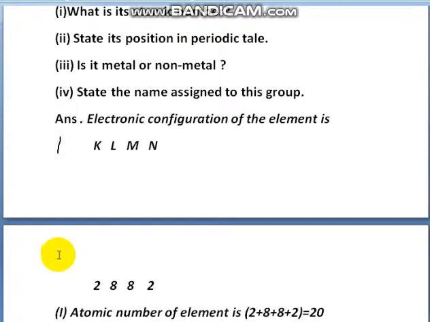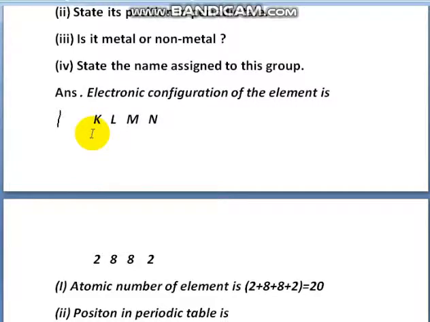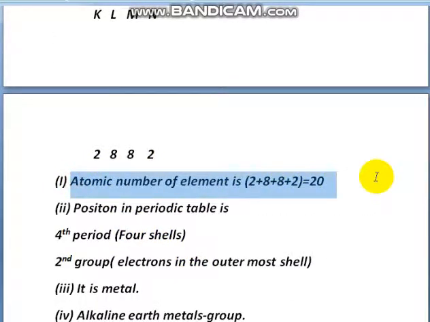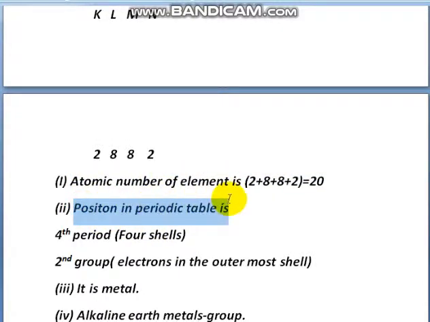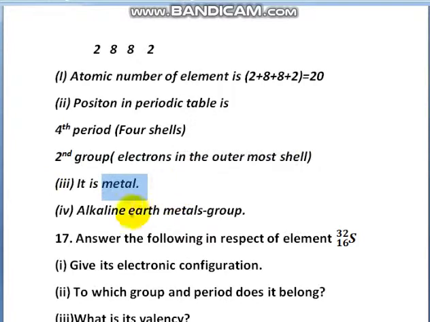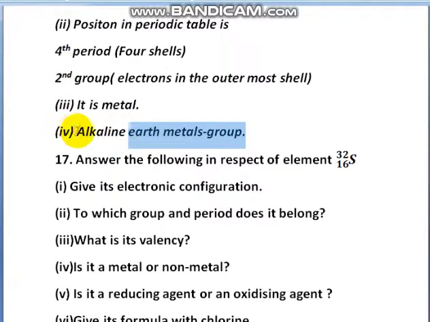So first what we will do, we will draw the electronic configuration. So I have written here K, L, M, N, 4 shells, 2, 8, 8 and 2. So as atomic number is the addition of all, that is 20. Okay, and position in the periodic table is 4th period because 4 shells, K, L, M, N, and second group because its valency is 2, and it is a metal. And which type of metal? Alkaline earth metal group. It belongs to the alkaline earth metal group.